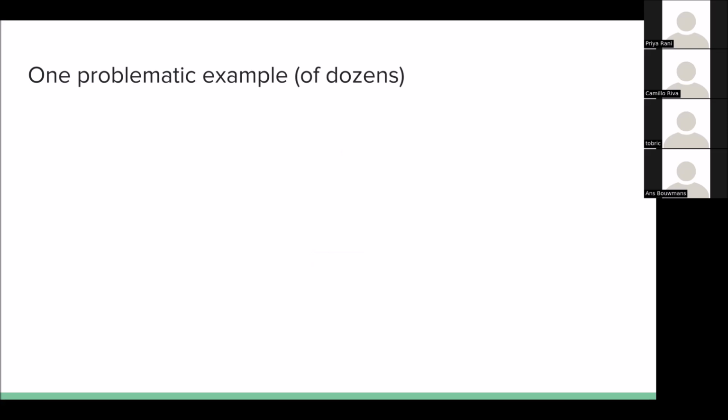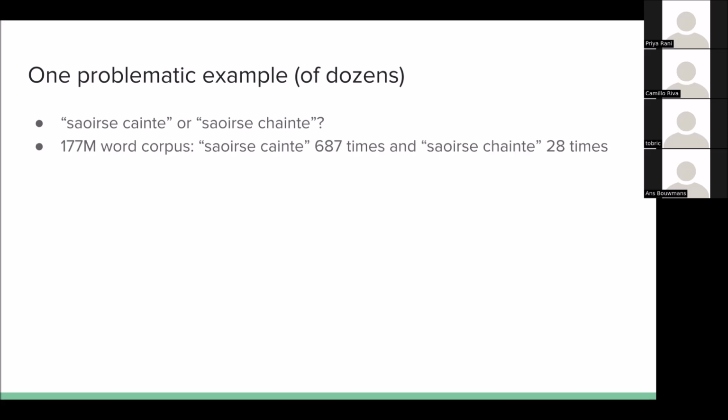So let me give one example. This is probably rhetorically not a very good example, but it's kind of fun to talk about, and this is most effective if I can actually incite some argument among the Irish speakers on the call. Should it be Saoirse Cainte, freedom of speech, or should it be Saoirse Chainte? Well, we could take a vote, I suppose, but instead of voting now, what I did is I collected 100-something million words of Irish from the web and just counted.